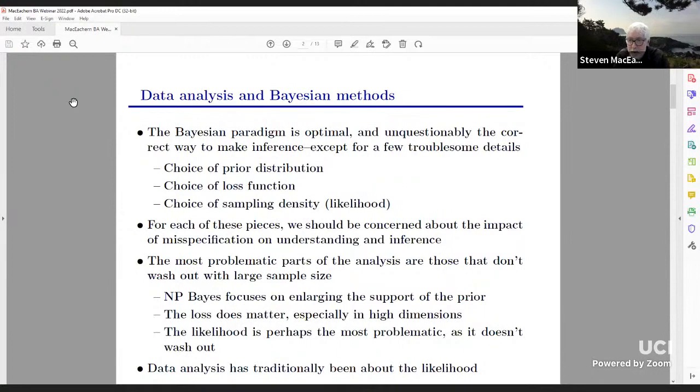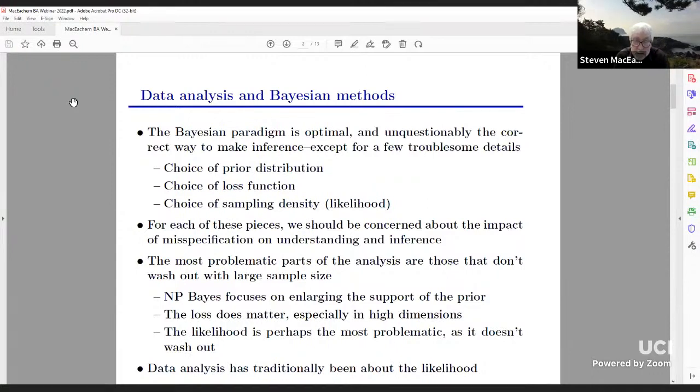Now, when we think about these three pieces, we always have to worry a little bit about misspecification. Right. That, of course, is one of the timeless challenges that Bayesians have faced since the beginning of Bayes. We have to worry about whether we've got the right density, the right family of models. We have to worry about whether we have a reasonable prior distribution or not, and so on. Probably the biggest concerns are the parts that do not wash out with large sample size. For some of these pieces, for example the prior distribution, if you have a wealth of data, the prior is perhaps not terribly important, right? It does play a role, but it's maybe not of central importance if you have in fact a lot of data.